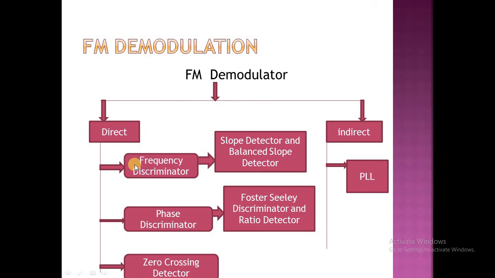In case of the direct method, we have three types: frequency discriminator, phase discriminator and zero crossing detector. Frequency discriminator is further divided into slope detector and balanced slope detector. For phase discriminator, we have the Foster-Seeley discriminator and ratio detector. In the indirect method, only one method is used to detect FM waves, that is PLL, phase locked loop. Phase locked loop is the only indirect method to detect the FM.